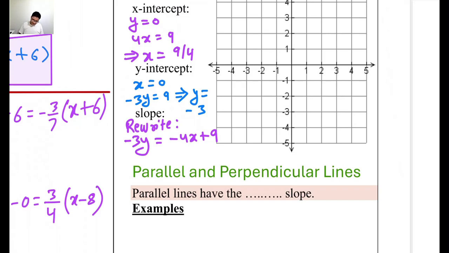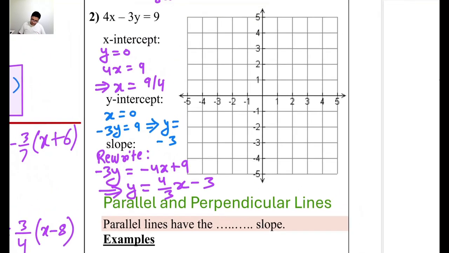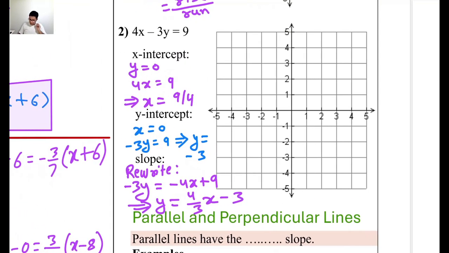-4x plus 9. Divide by -3 on both sides. This will be 4/3. -4 divided by -3. See, when you divide, you don't change the sign. Okay, you just divide with whatever number it is. So it is -3 divided by -3 on both sides. And when you divide, -4 divided by -3 is 4/3.